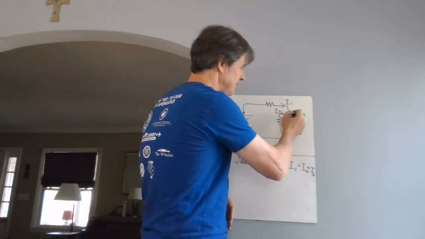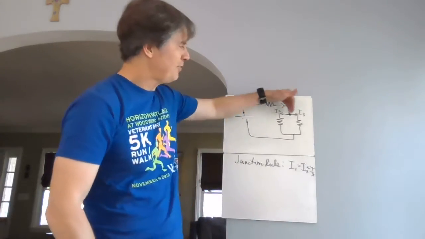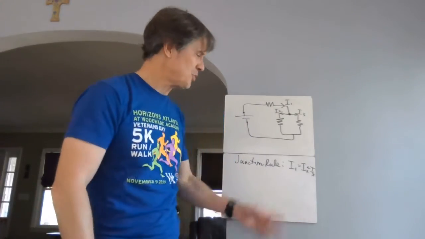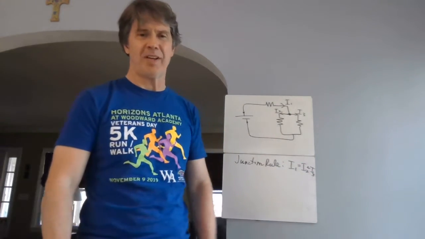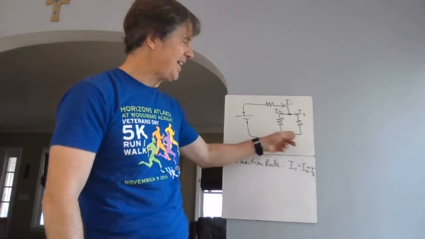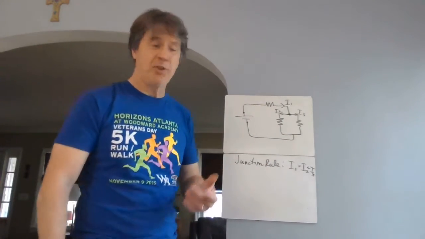And there's a junction. The junction is where things run together. It's an intersection. The traffic flowing in has to flow out. So, of course, what comes in must go out. I1 must equal I2 plus I3. That's just kind of obvious. This is something you could state at any junction in a circuit. If I had more branches, I could say it there too.